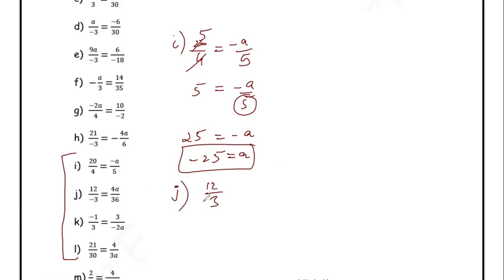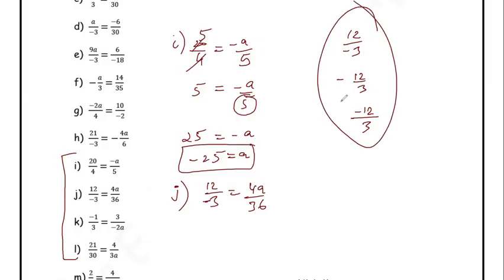12 over negative 3 is equal to 4A upon 36. So now remember guys, 12 over negative 3 is the same thing as negative 12 over 3, is the same thing as negative 12 over 3 like that. These all three are the same thing.